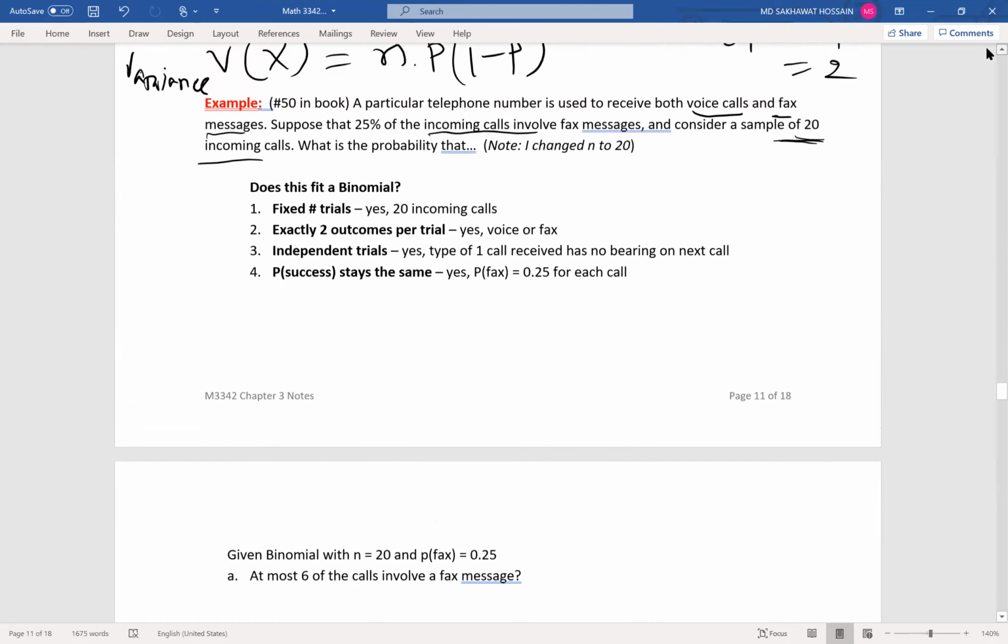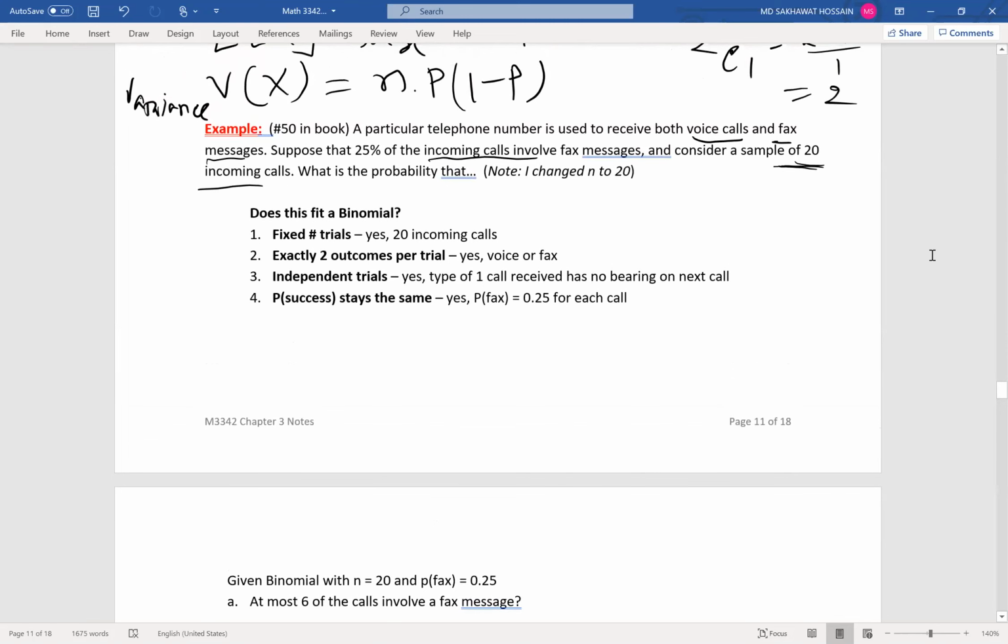That means 0.25. Since no one is here, I can take off the mask. Okay.